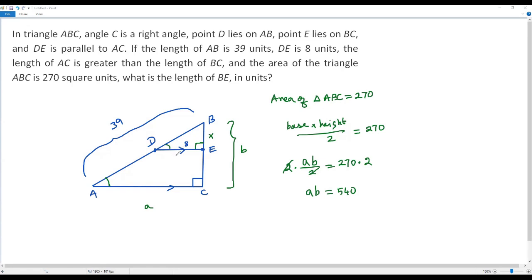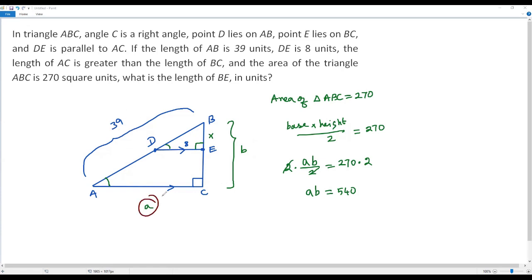Since ABC is a right triangle, we can apply the Pythagorean theorem in this right triangle. According to the Pythagorean theorem, the sum of the squares of the two legs of the triangle is equal to the square of the hypotenuse. We know that lowercase a and lowercase b represent the lengths of the two legs AC and BC, and the length of the hypotenuse is 39.